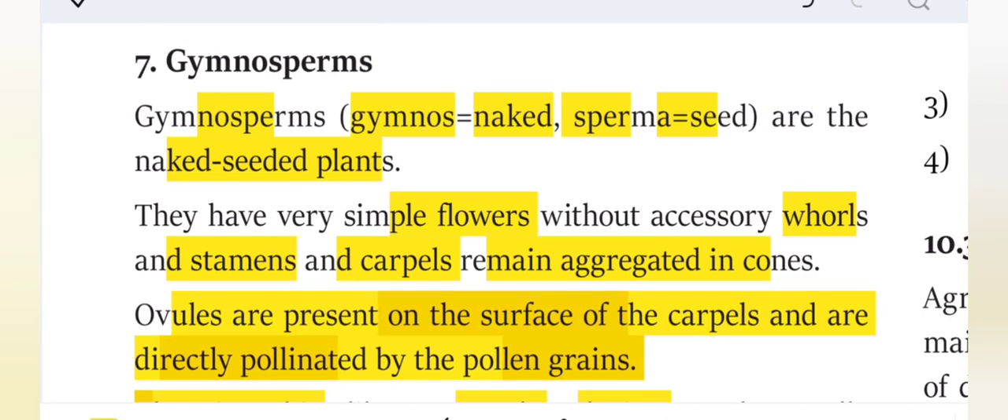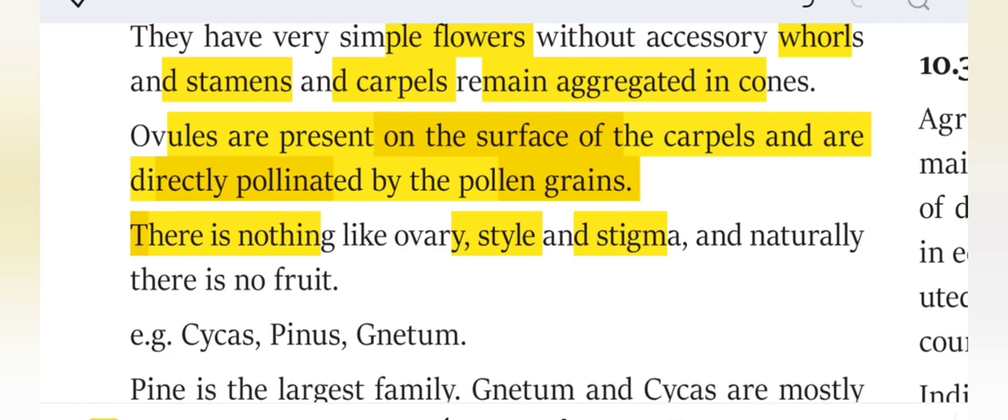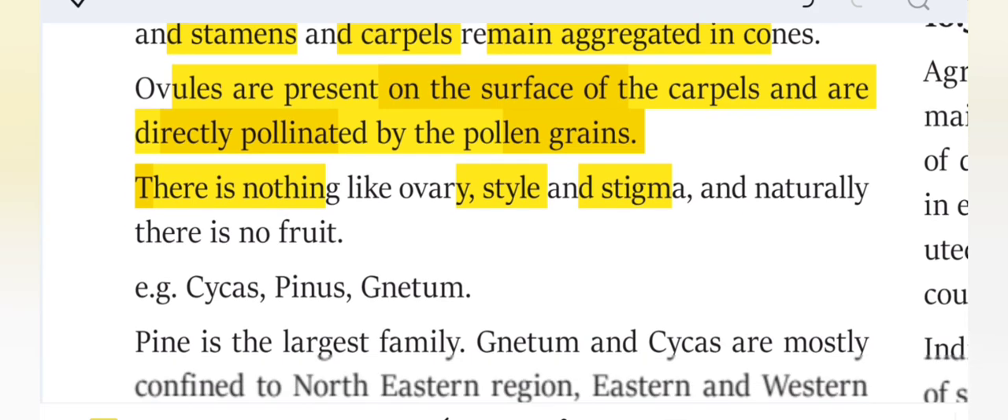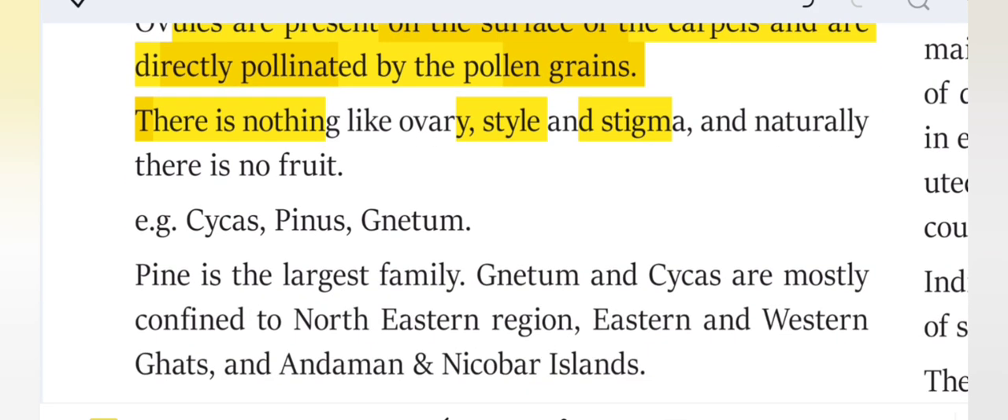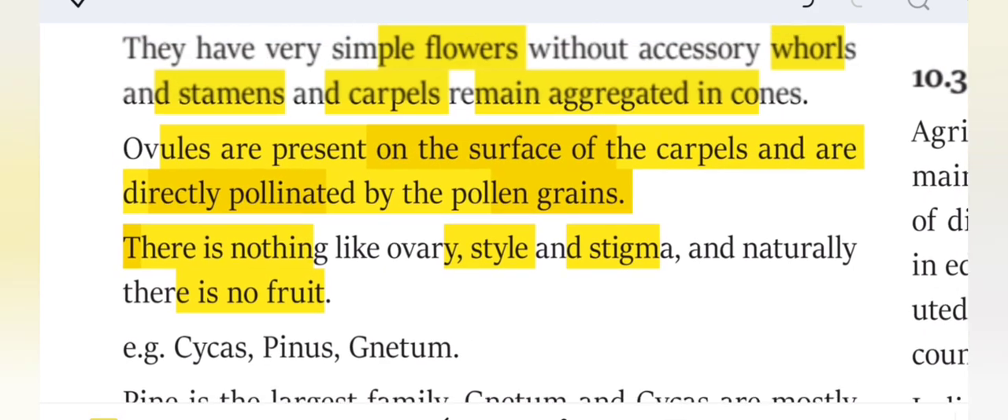So gymnos means naked, sperma means seed. Naked seeded plants have very simple flowers without accessory whorls, and stamens and carpels remain aggregated in cones. Ovules are present on the surface of the carpels and are directly pollinated by pollen grains. There is nothing like ovary, style, stigma. Naturally there is no fruit in gymnosperms.